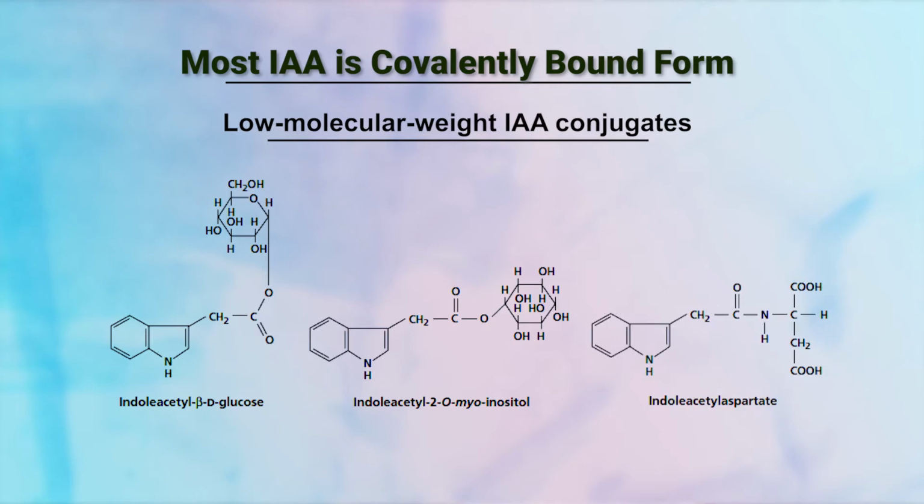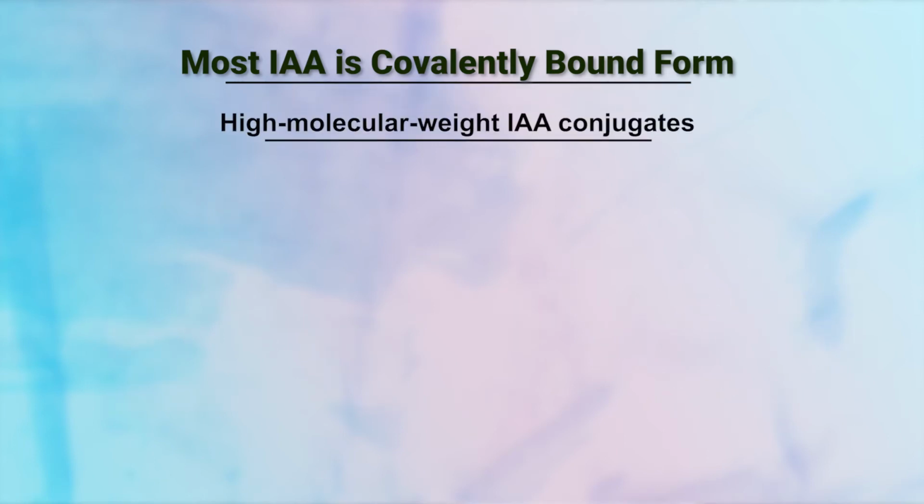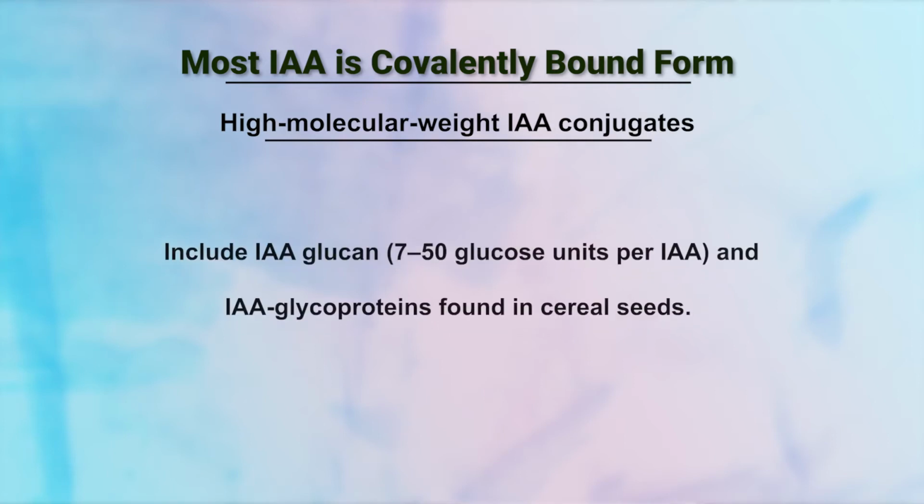myoinositol and aspartic acid. Some high molecular weight indole acetic acid conjugates are also found with glucan and with glycoproteins. Usually, in vivo, this conjugation is broken to release the free indole acetic acid, which then exerts the biological functions.